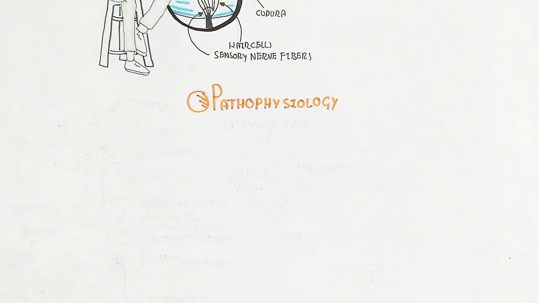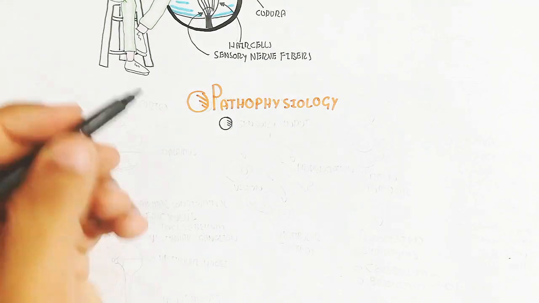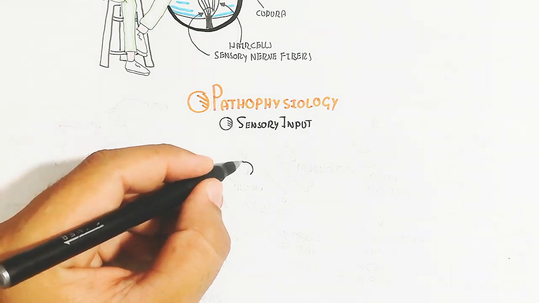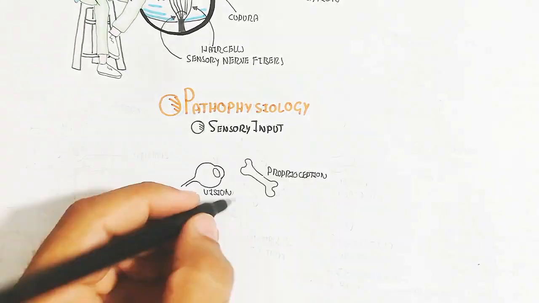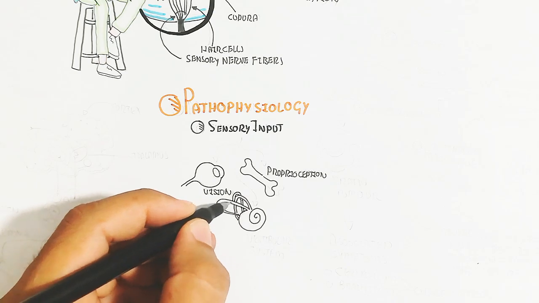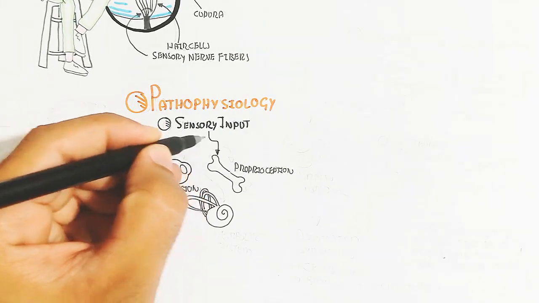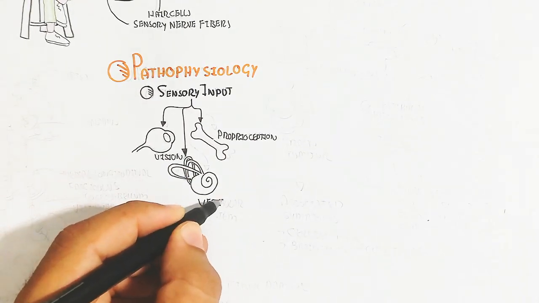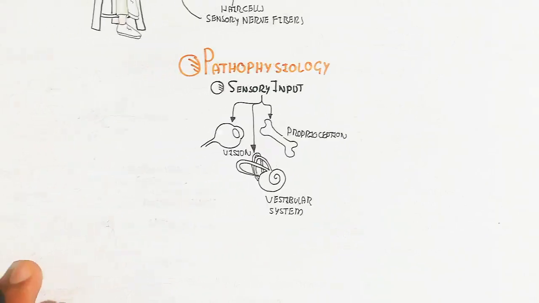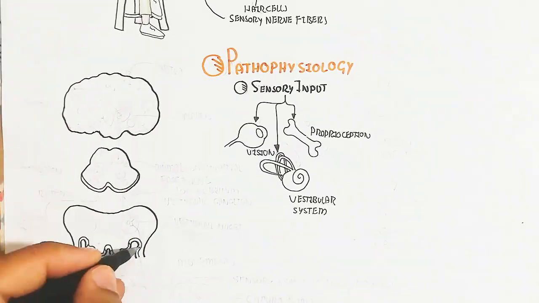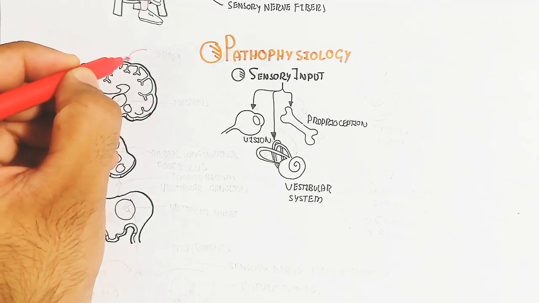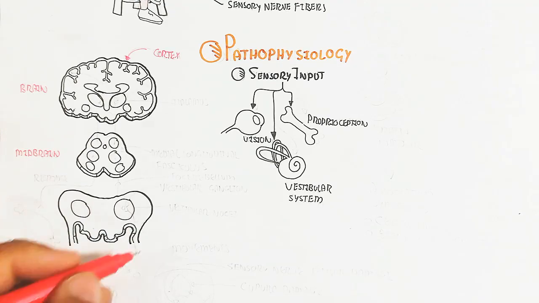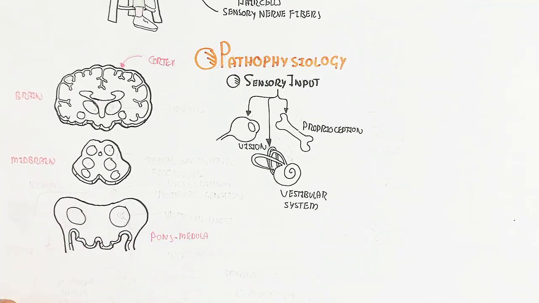Let's understand the pathophysiological aspect briefly. The sensory input is vision, the vestibular system, and proprioception in the joints, which are involved in balance. So remember these things: vision, proprioception, and the vestibular system. The vestibular system is used for balance, while proprioception gives the response from the brain to efferent nerves, while vision is the perception from the afferent nerve, basically the optic nerve.